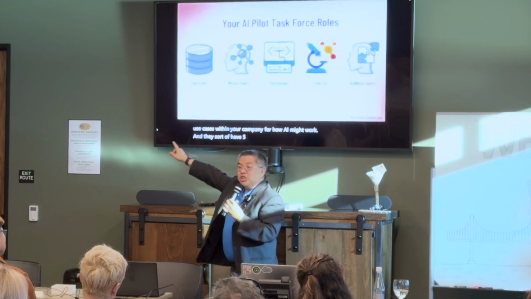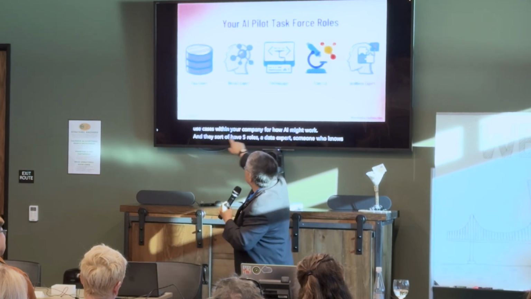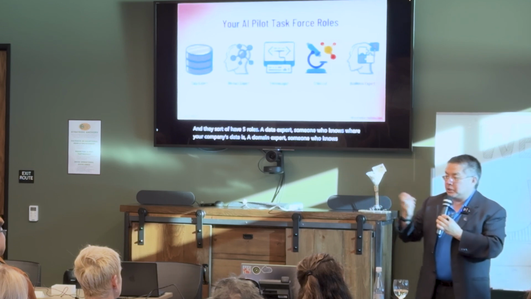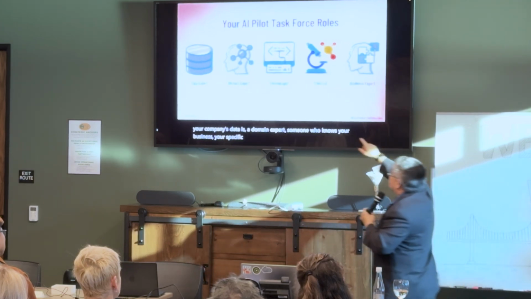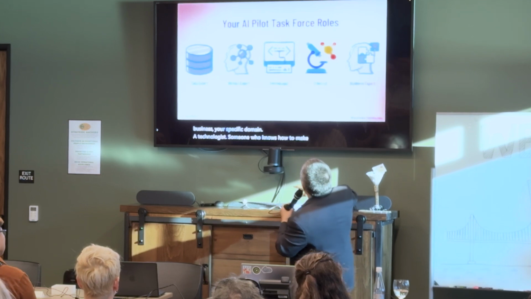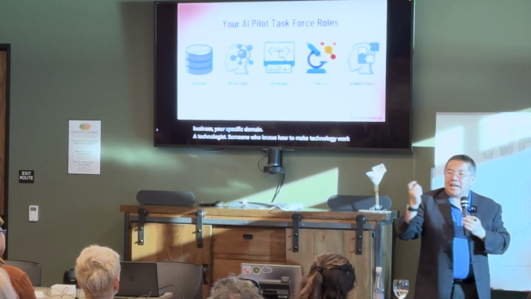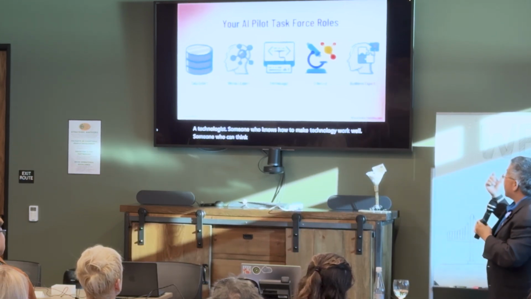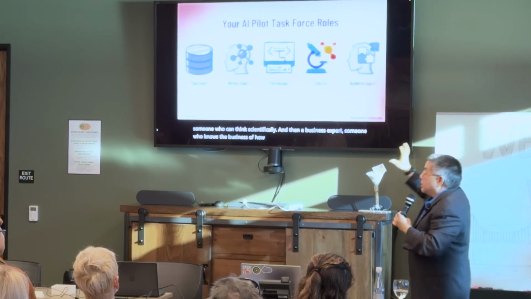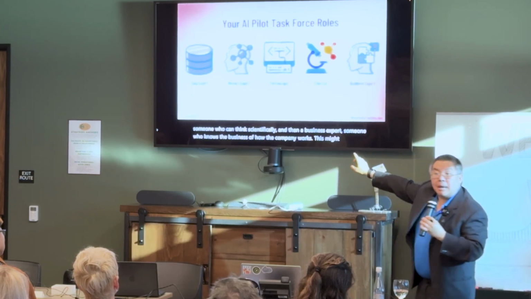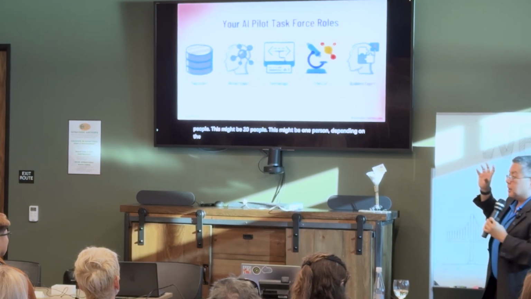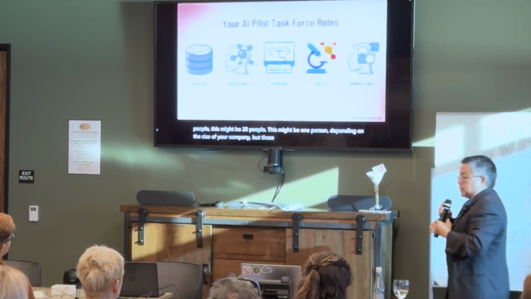A data expert, someone who knows where your company's data is. A domain expert, someone who knows your business, your specific domain. A technologist, someone who knows how to make technology work well. Someone who can think scientifically. And then a business expert, someone who knows the business of how the company works. This might be 5 people, this might be 20 people, this might be 1 person, depending on the size of your company. But these attributes are important.